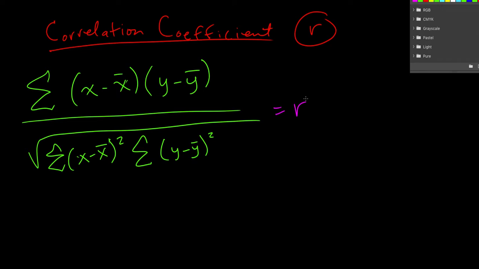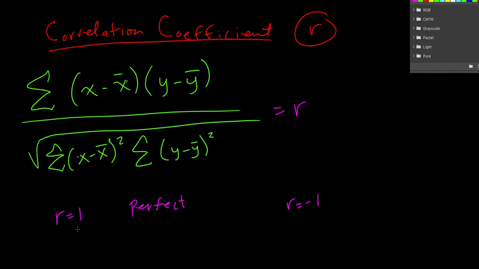Okay, so there's a table in your book on page 456 that tells you that R equal to 1 is perfect. So that means it's fully linear. Same thing, R negative 1 is also perfect, but this is just going to have a negative slope. This is going to have a positive slope.